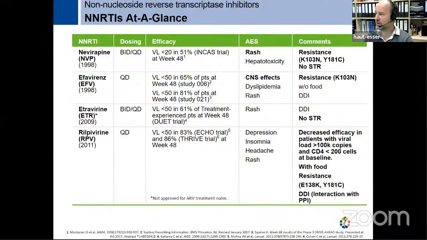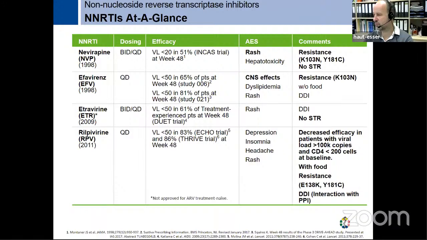A typical resistance you find in the older NNRTIs is the K103N mutation. Efavirenz has very good pharmacokinetics, so a lot of people like to use it because of its high forgiveness, but it has strong CNS effects. I will show some data about this later on. You also see dyslipidemia, so there are some disadvantages.